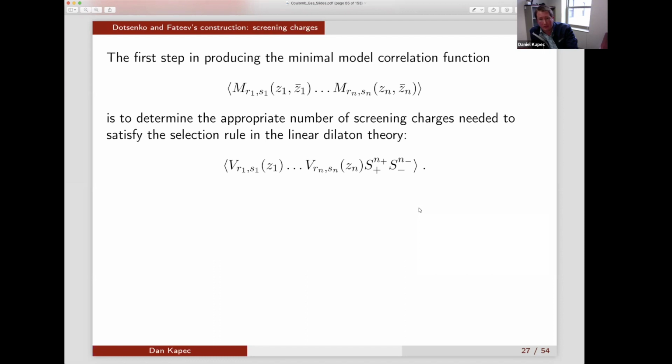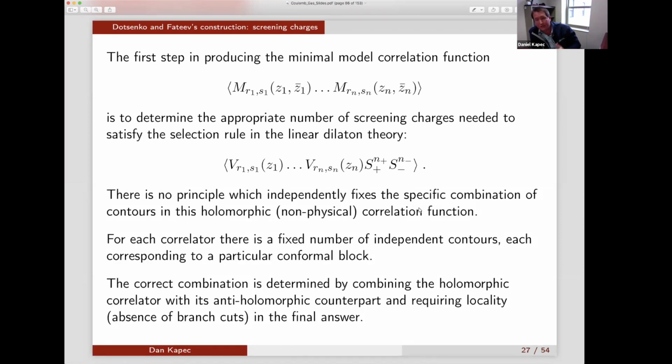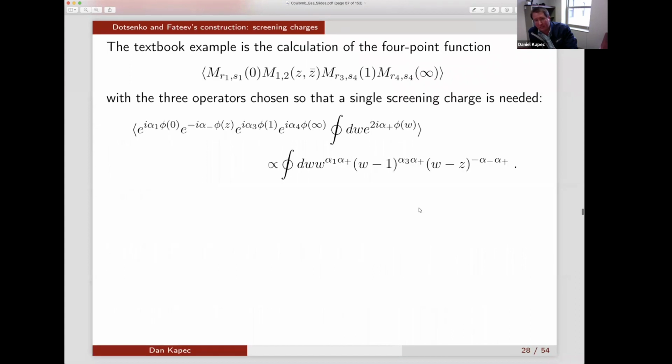Okay, so you're trying to reproduce this full correlation function in the minimal model. You start with this holomorphic piece of the correlation function. You insert the vertex operators whose dimensions match, and then you put in as many screening charges as you need to satisfy the selection rule. There's no principle which fixes the specific combination of contours. Each contour corresponds to some block, and the correct combination is determined by combining the holomorphic piece with the anti-holomorphic piece and requiring locality, or the absence of branch cuts in the final answer.